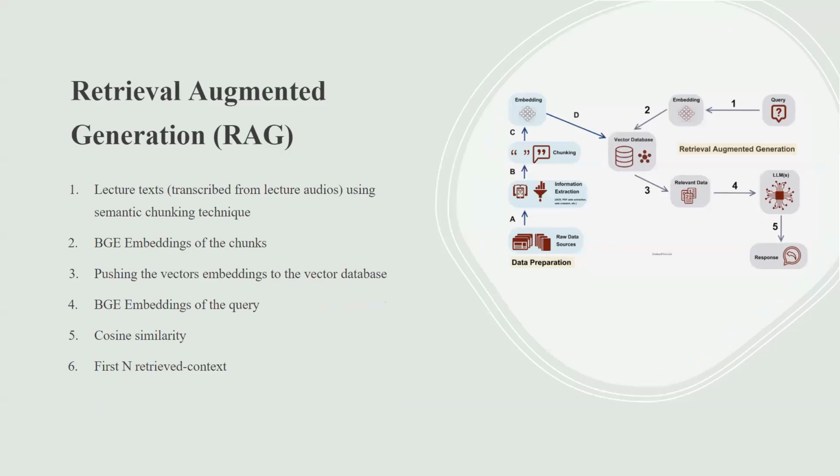So for RAG, lecture audios are transcribed into lecture text, and we also use a semantic chunking technique to chunk them into smaller chunks. The Hugging Face BGE embeddings are calculated for each of the chunks and pushed into the vector database. The embeddings are also calculated for the question query, and those are compared to the vector database using cosine similarity, and we get the first four retrieved contexts from that.